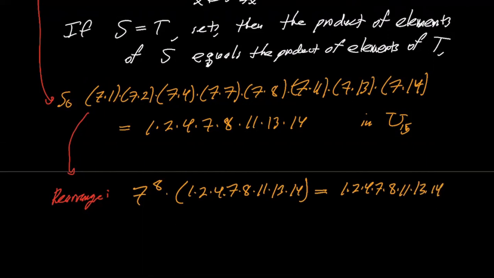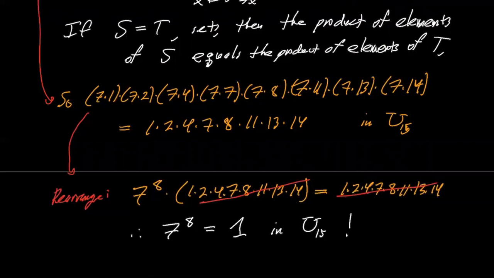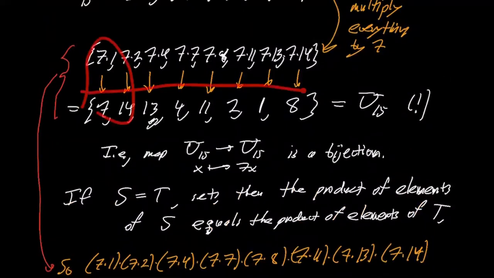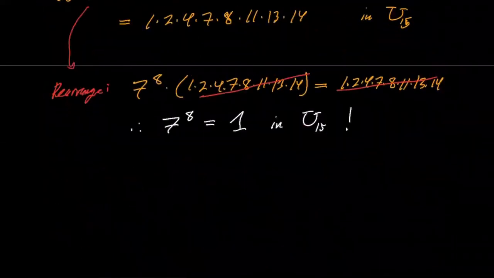And there you go. Because we're in a group, we can actually cancel. So we cancel this product from both sides, and therefore, 7 to the 8th power is 1 in U15. So we did it without actually computing anything directly. I guess I computed these numbers up here. But the point of all this was just that you get the same set back, which is the idea that this is a bijection.